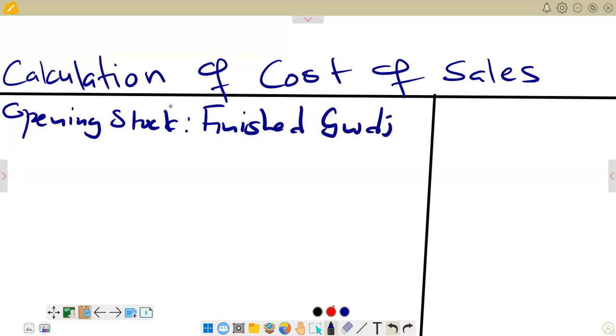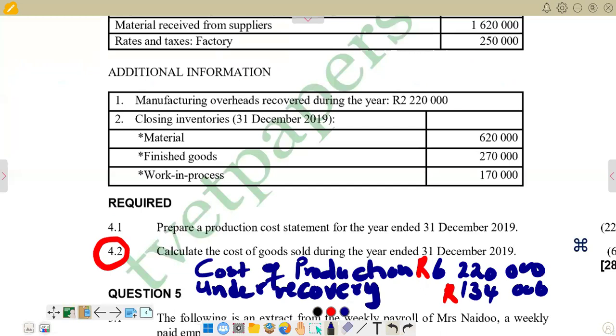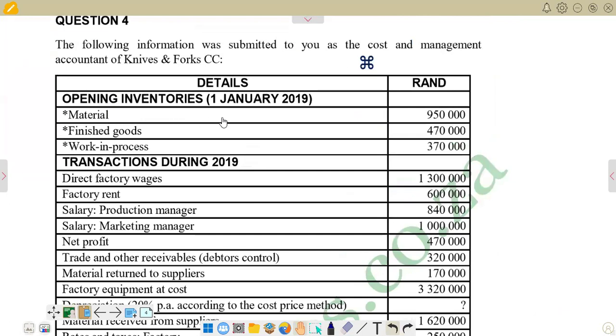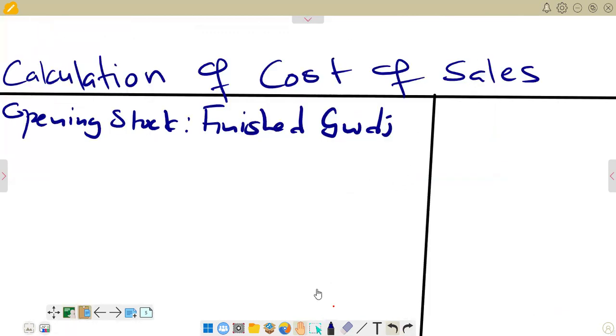Obviously, we are supposed to add the cost of production that we are going to get in the question. So our opening stock, obviously, we go to the question now. We try to find out what we have in terms of our opening stock of finished goods. This figure, we are going to get it at the beginning of the question. So if you come here, you will see that we are given opening inventory on 1 January 2019, which is the beginning of the period. So our finished goods has a value of 470,000. So it means this is going to be our opening stock, which is 470,000. So we come here, we put our 470,000.